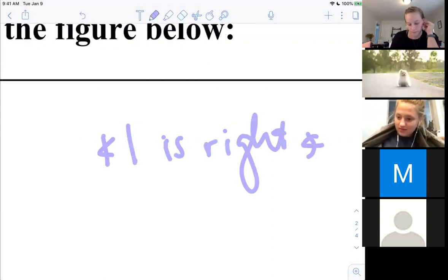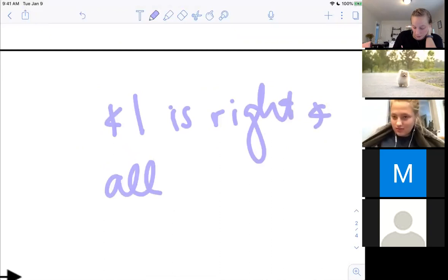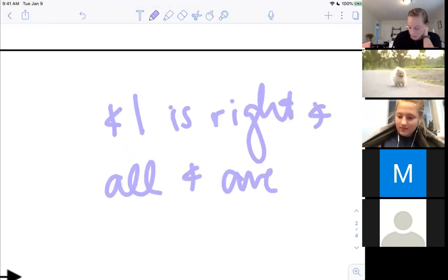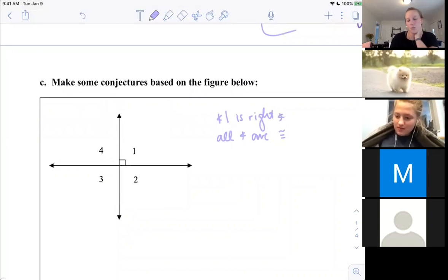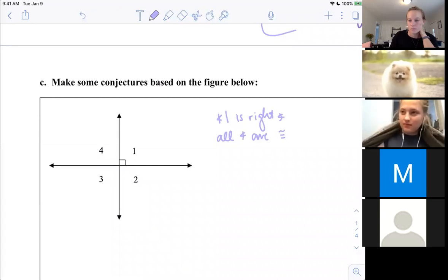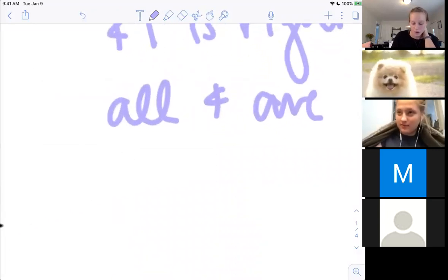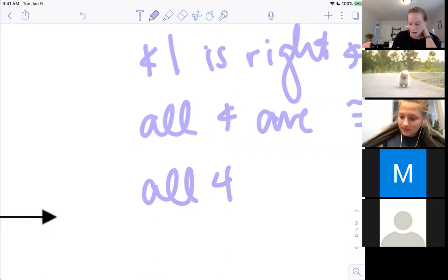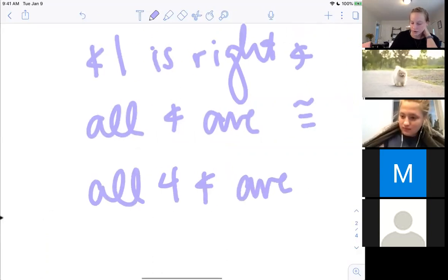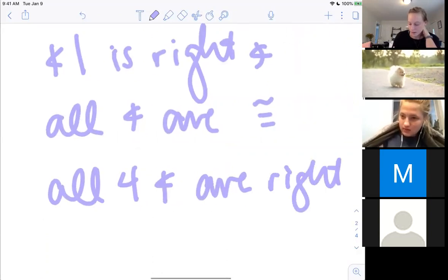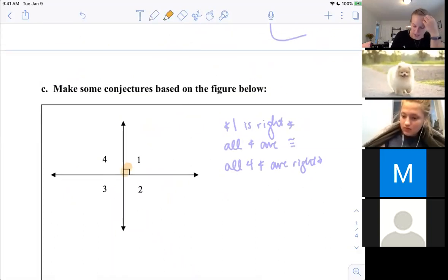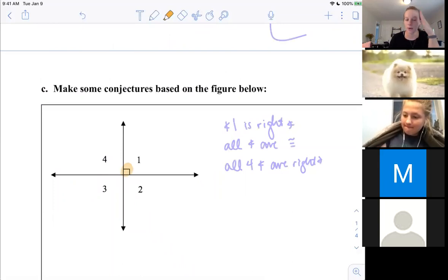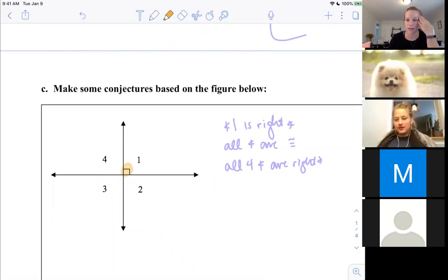Jade, what did you say? They're all congruent. All the angles are congruent. And then Ava, based on what you said, this goes with what Jade said, what are all the angle measurements? 90 degrees. They're all 90. So all 4 angles are congruent, and they are all 90 degrees, or they are all right angles. Awesome. We see this little mark right here, and we wrote 3 sentences very, very quickly about what we can see based on this picture.